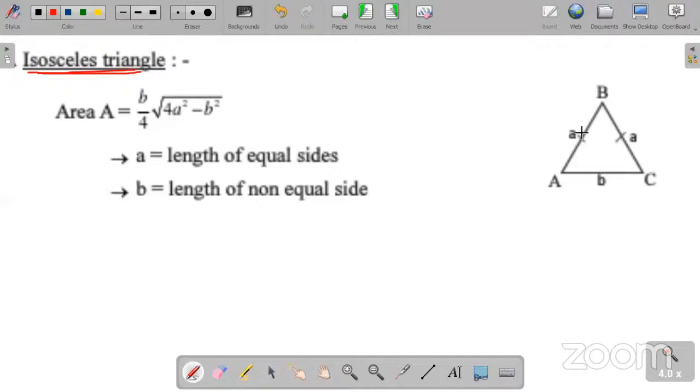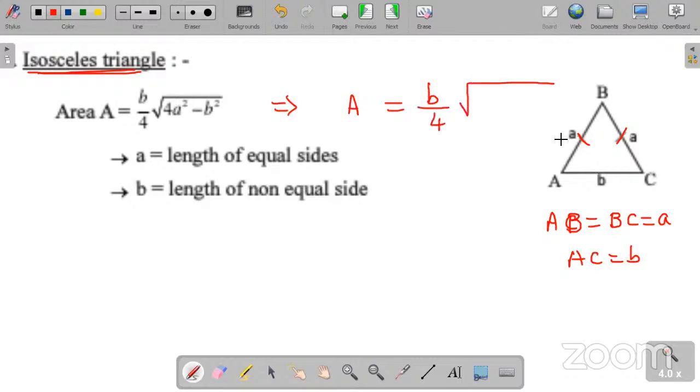If any two of the sides are equal, this side and this side equal, that means AB is equal to BC, which is equal to a, and AC is different. So now the area is given by, you remember, b by 4, base by 4, under root of 4a square minus b square.